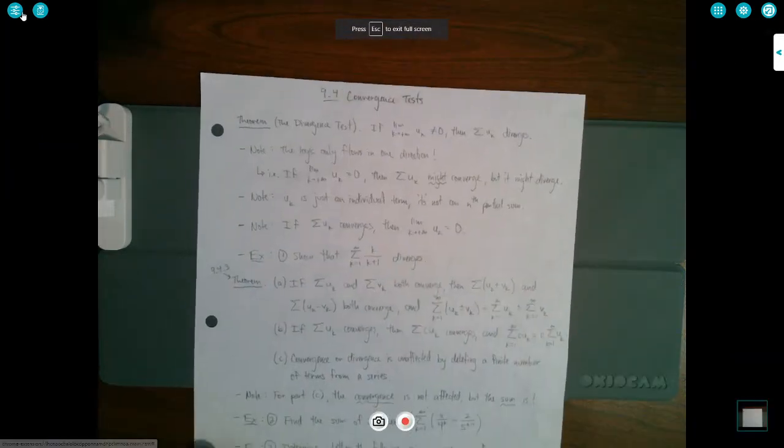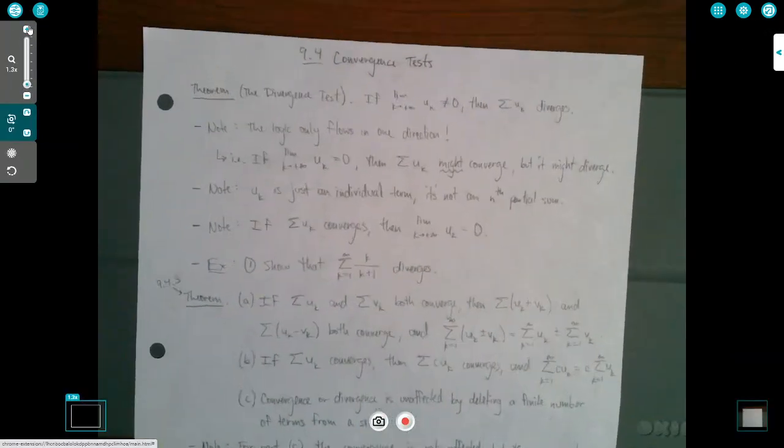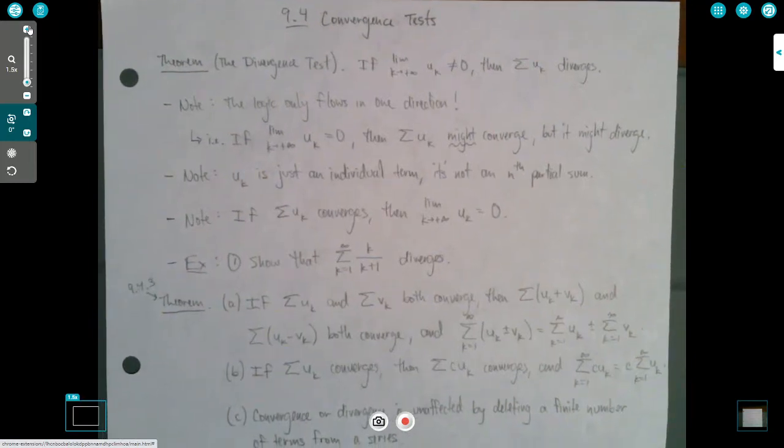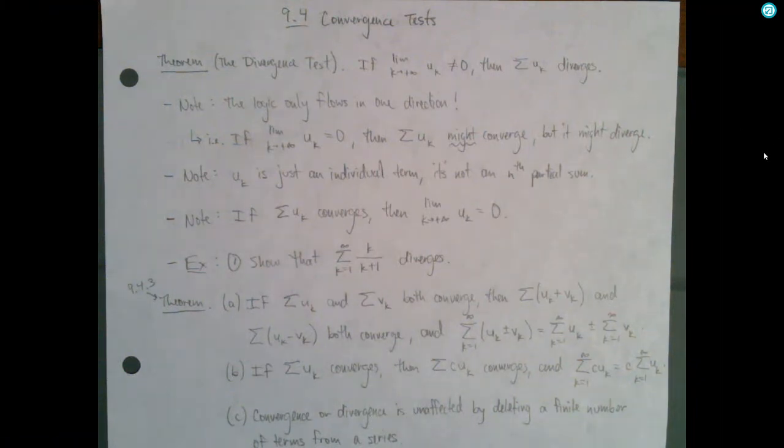All right, moving on to 9.4. 9.4 is all about convergence tests. Basically, we're going to look at some more general ways to determine if a series converges or diverges without necessarily knowing that it's a geometric series or a telescoping series or whatever. And at this point in the chapter, we really aren't focused so much on finding what the sum is. We just want to know if it converges or diverges.